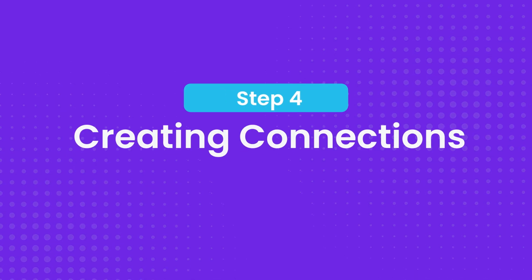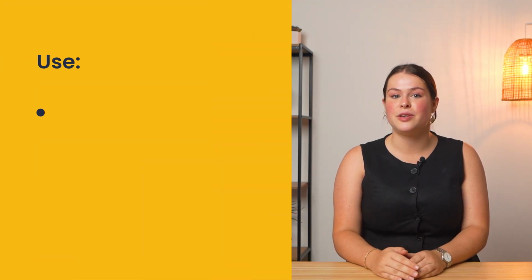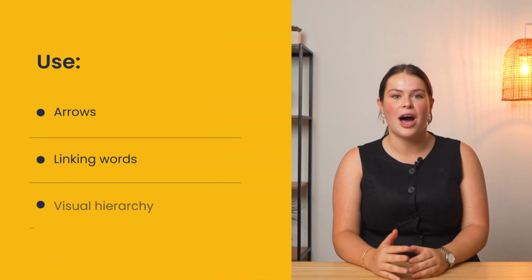Once you've identified and grouped your subtopics, you're ready to move on to the next step, which is creating connections between them and showing how ideas relate to one another, which is step 4. A common mistake students make is treating their concept map like a list, placing related topics near each other without making their relationships clear. The best way to do this is by using arrows, linking words, and visual hierarchy.